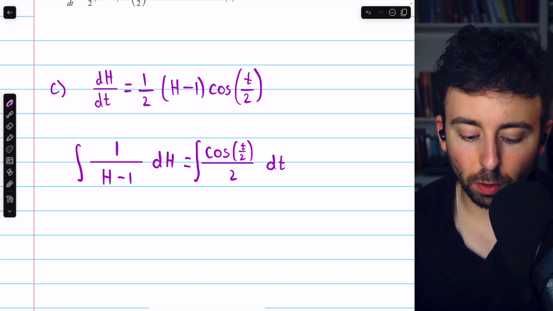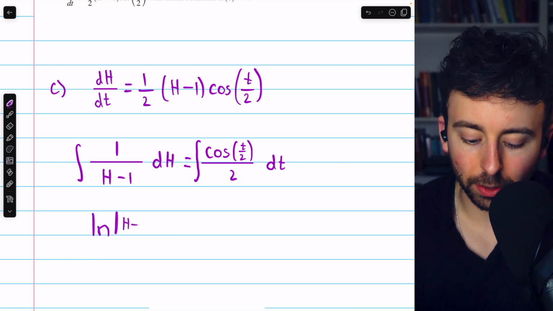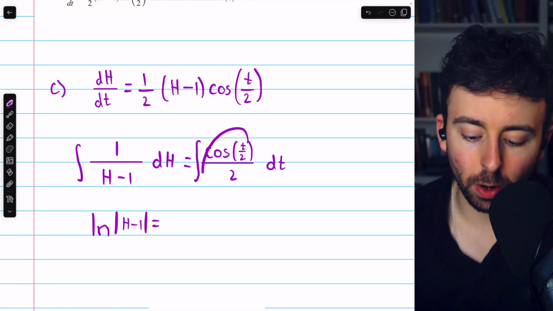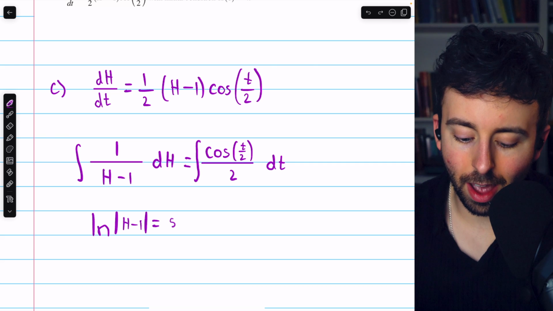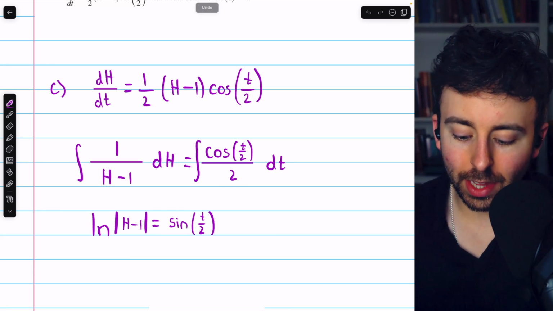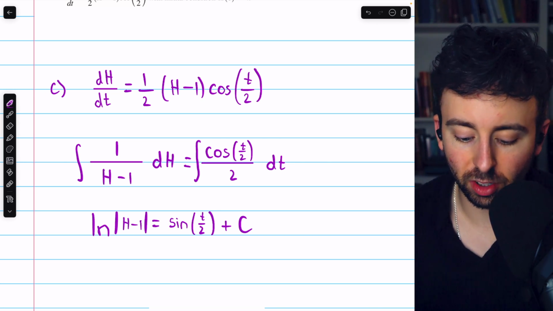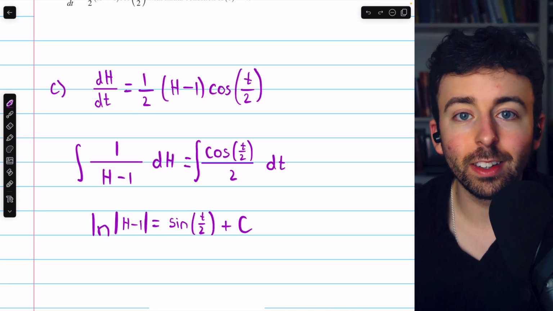On the left, the integral of 1 over h minus 1 is just the natural log of the absolute value of h minus 1. And on the right, integrating cosine of t over 2, we're going to have sine of t over 2 over 1/2, that is, 2 sine of t over 2. If we took the derivative of this, the chain rule would give us that 1/2 that we have here. And then let's imagine that we gathered all the arbitrary constants on the right. So this is it. Now we can go ahead and use our initial condition to solve for c.